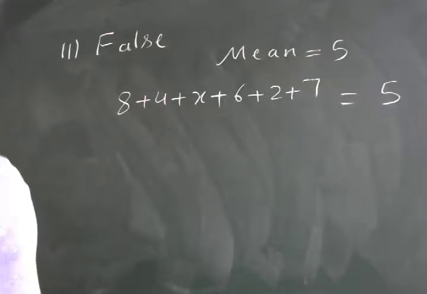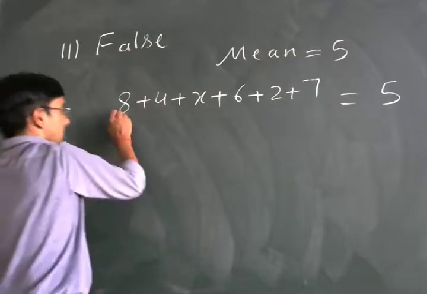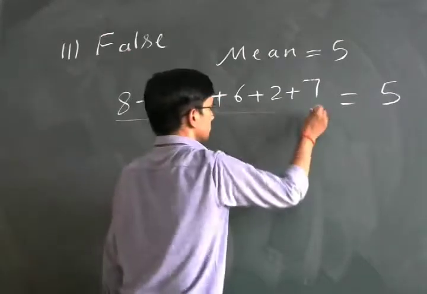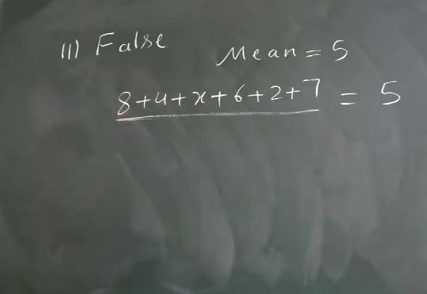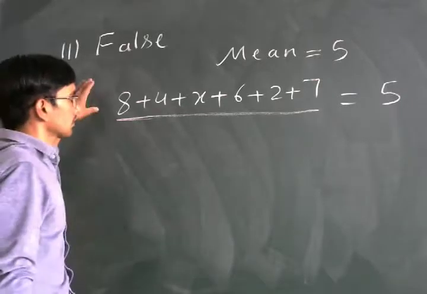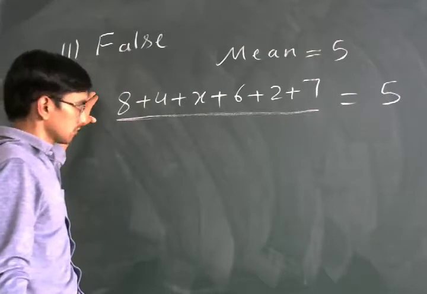Janvi, what is the answer? 3. How? 5 is equal to 27 plus x by 6.